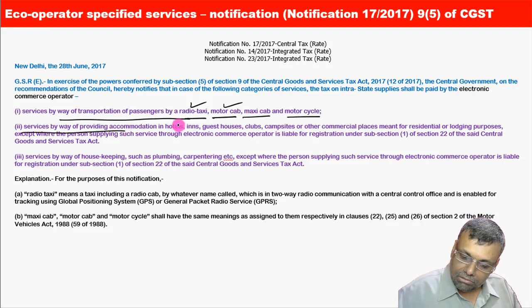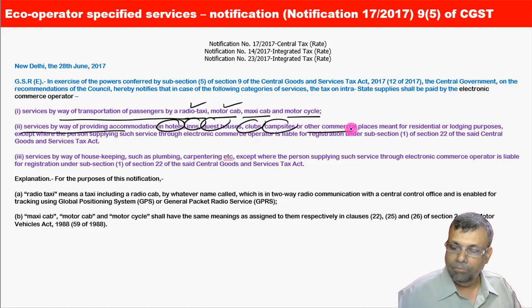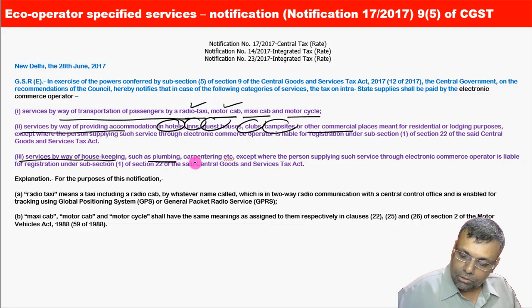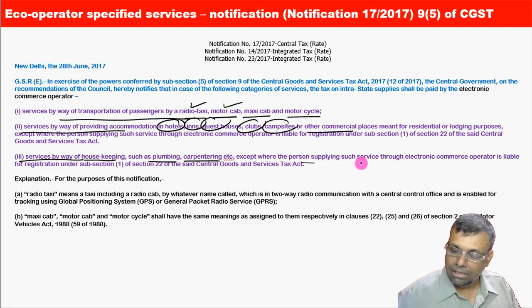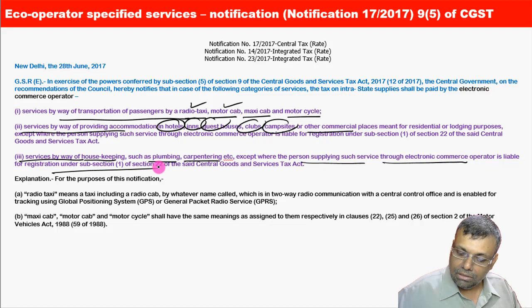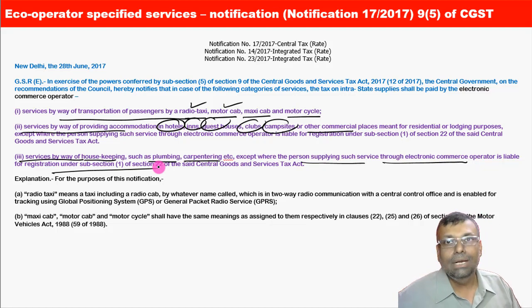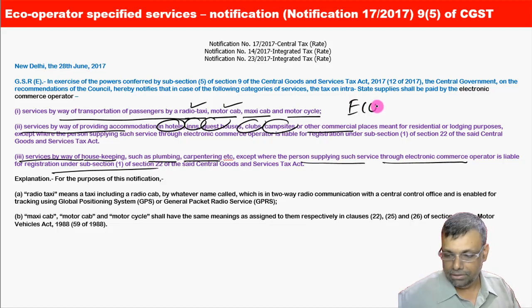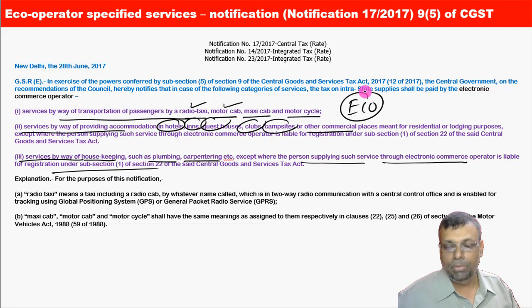Okay, then the services providing accommodation, hotel, inn, guest house, clubs, campsites, other. So basically online booking of hotels and that kind of situation will come in this particular category. Further, the services by way of housekeeping such as plumbing, carpentering, etc., where the person supplying these particular services through the electronic commerce operator is liable for registration under this particular provision. So basically online services of housekeeping, plumbing, etc. Now these are the types of eco operators, the types of e-commerce operator which will be subjected to GST under the provisions of levy and collection.